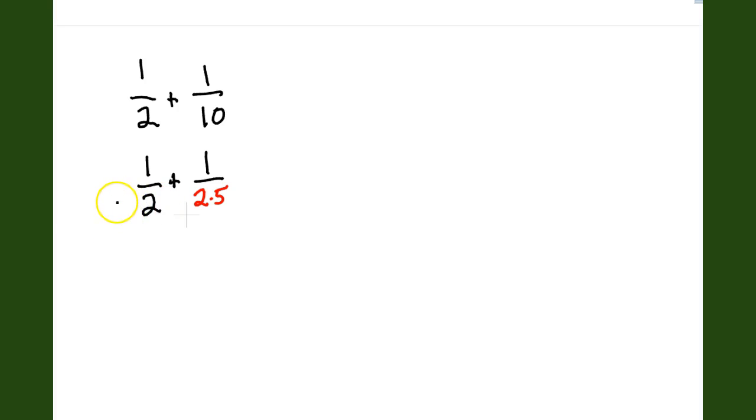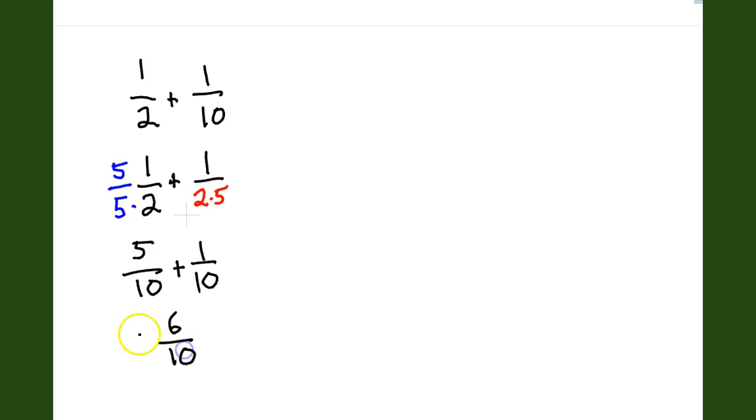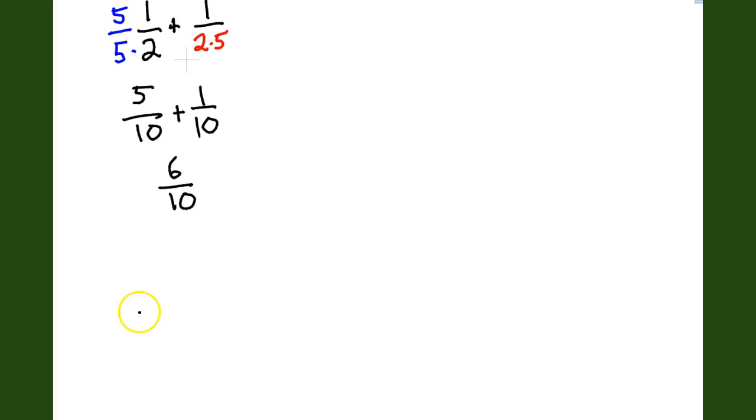So 5 right here, so they're the same denominator, but you have to do the same things at the top and bottom. So we end up with 5 over 10 plus 1 over 10, which is 6 over 10. And then at the very end, you still sought to reduce.